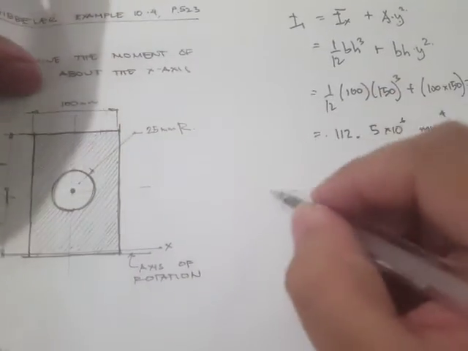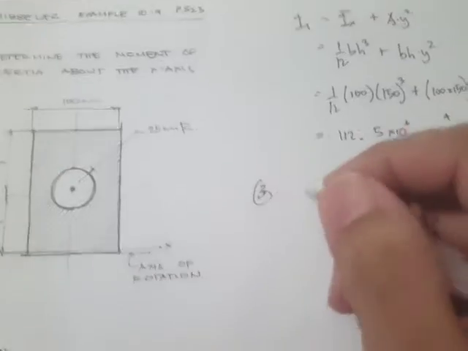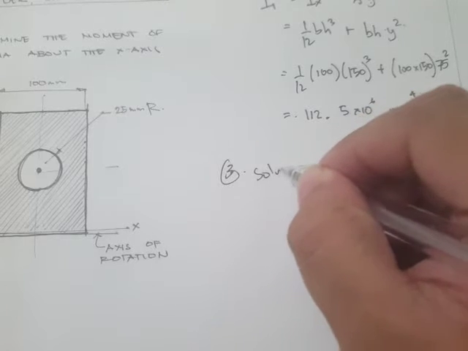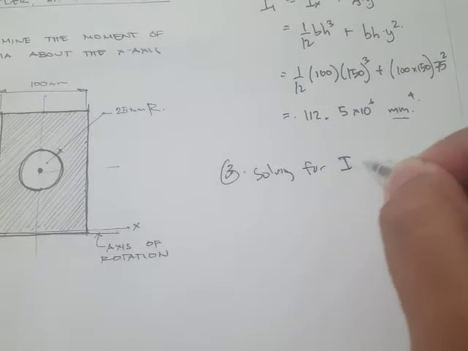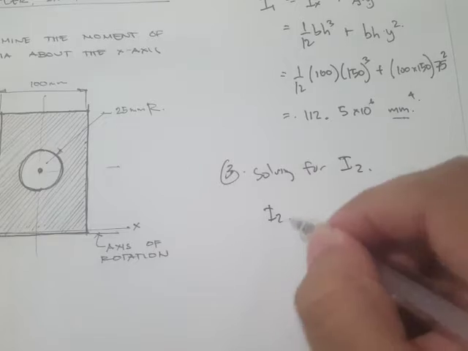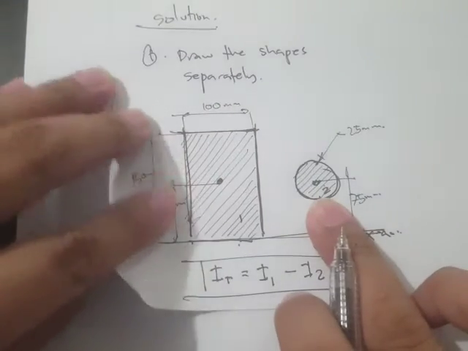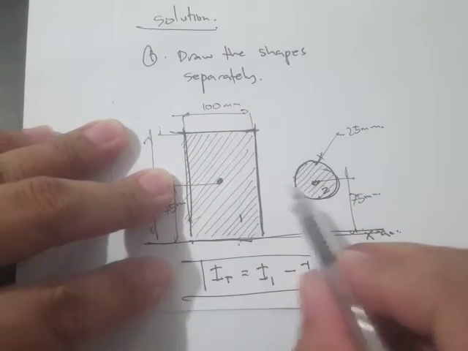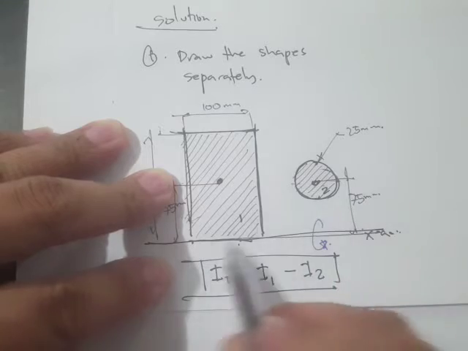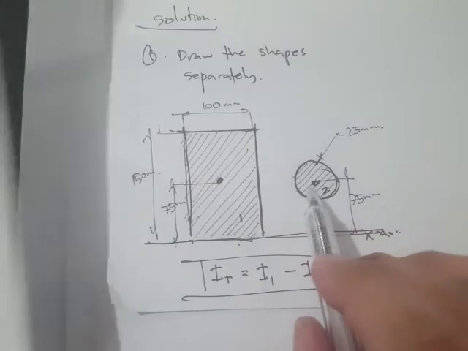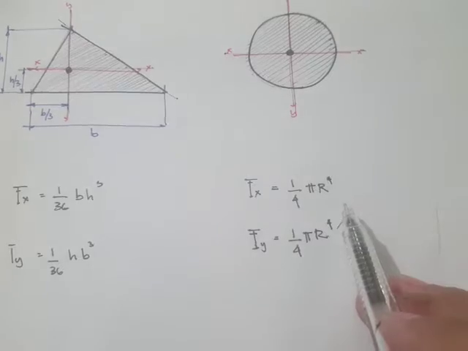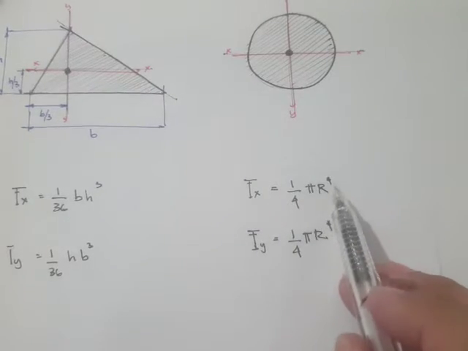Okay, so let's continue our problem. The next step is solving for I sub 2. Again, this is I sub 2. This is the centroid, and for the centroid, this will be our equation, 1 over 4 pi r to the fourth.